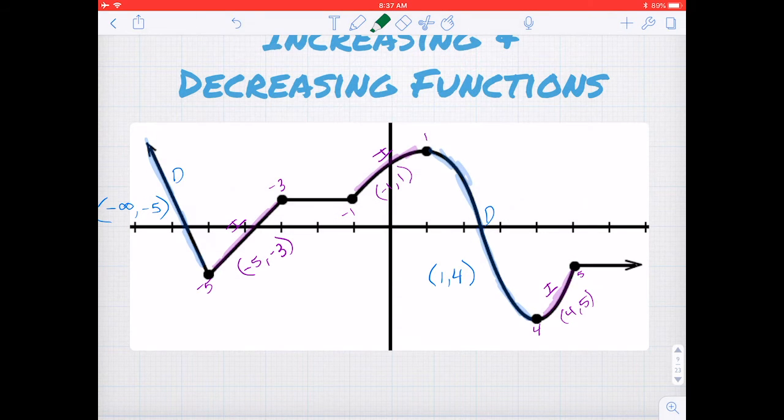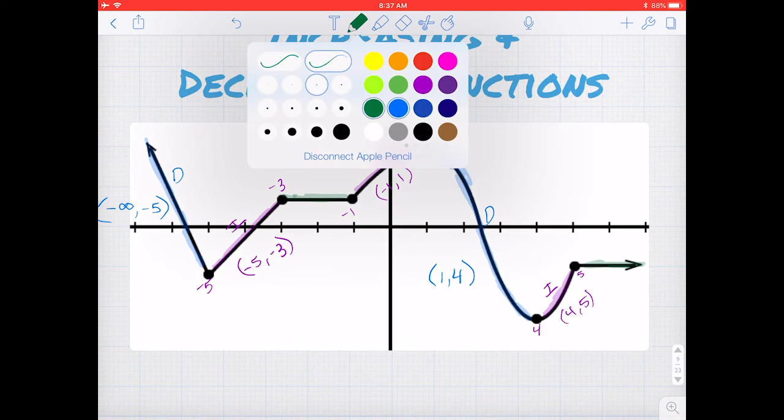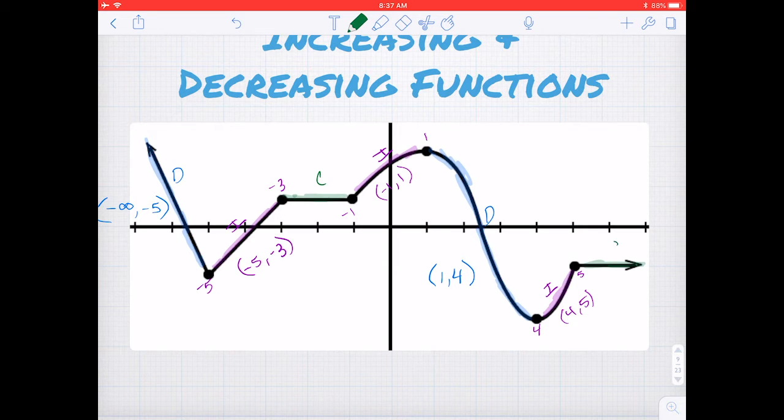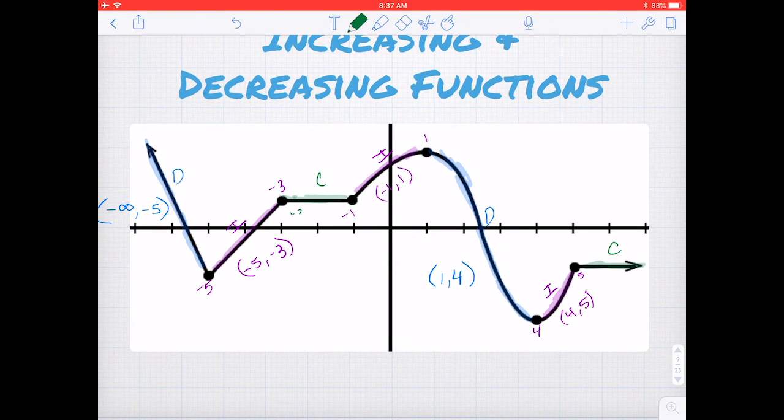And then my very last step I'll do in green is my constant value. So I'm going straight across there, and I'm going straight across here. And so I can identify my constant line segments. This is from the point negative 3 to negative 1. And this is the point 5 to infinity.